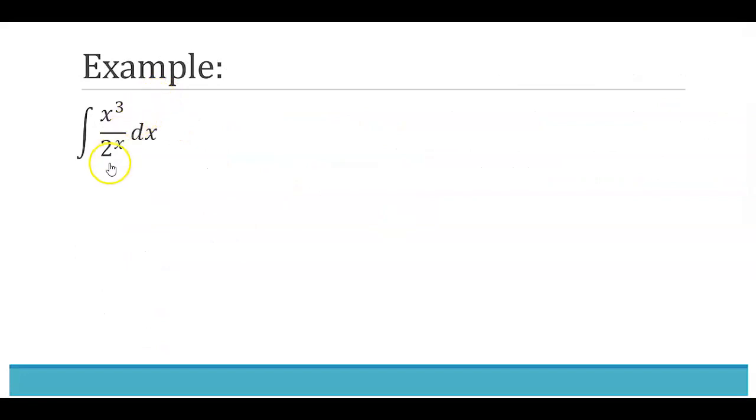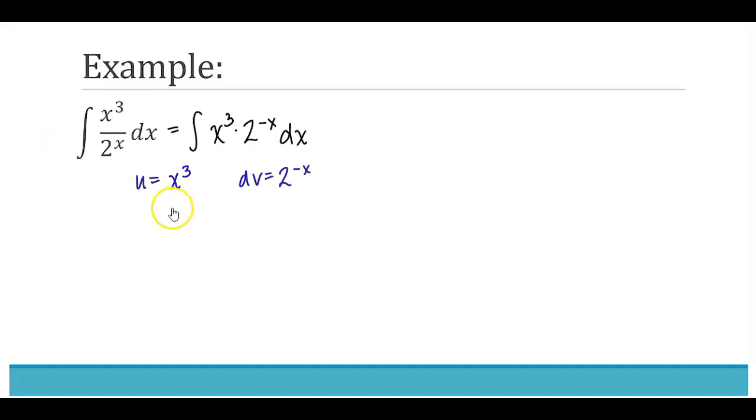In this example, we're going to try the tabular method one more time. I have the integral of x to the third divided by 2 to the x dx. Now I want to write this as a product, so I have the integral of x to the third times 2 to the negative x dx. And I'm going to choose my u as the polynomial, so u is x to the third, and my dv is 2 to the negative x. So now I apply repeated differentiation here, so I have 3x squared, 6x, 6, and 0.